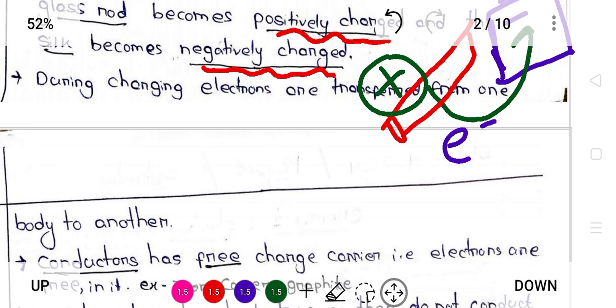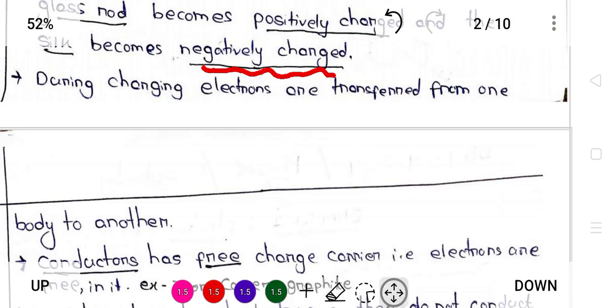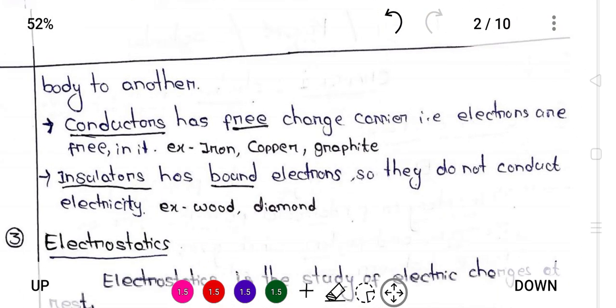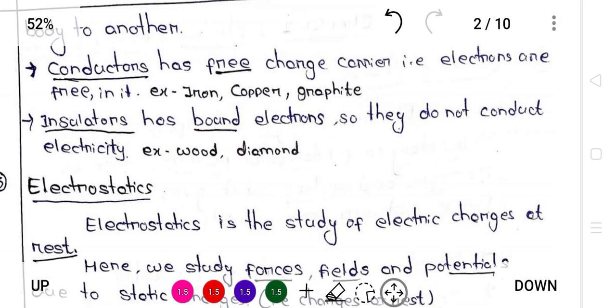During charging, electrons transfer from one body to another. Now, based on the mobility of electrons, or we can say the conductivity, there are two types of material. The first material is called a conductor, the second material is called an insulator. Now the question arises: do insulators not have electrons? No, an insulator has electrons, a conductor also has electrons, both have electrons.